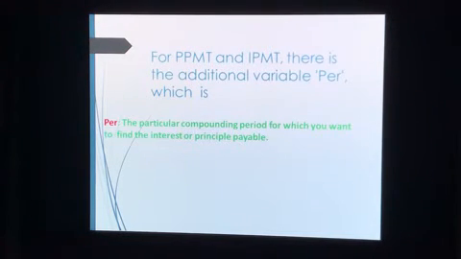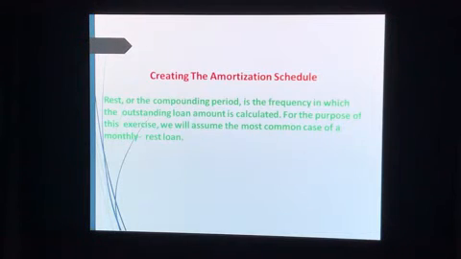Now for PPMT and IPMT, there is an additional variable, per, which is the period. Per is the particular compounding period for which you want to find the interest or the principal payable. Now let's start creating the loan amortization schedule. We will need to calculate the compounding period, which is the frequency with which the outstanding loan amount is calculated. For the purpose of this exercise, we will assume the most common case of monthly payments, so the total payment periods in each year will be 12.